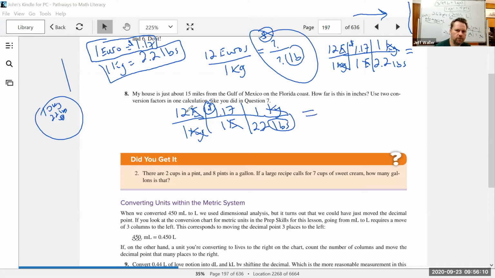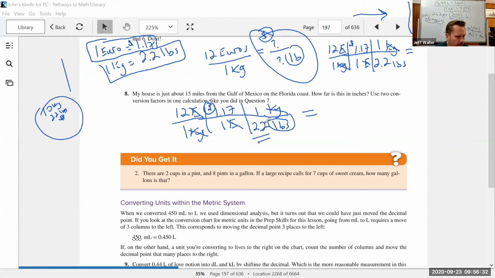And now you know what to do with the numbers. Now is where you worry about operations. What do I do? 12 times 1.17, divided by 2.2. Divided by 2.2, exactly. That's exactly how you put it in the old calculator.